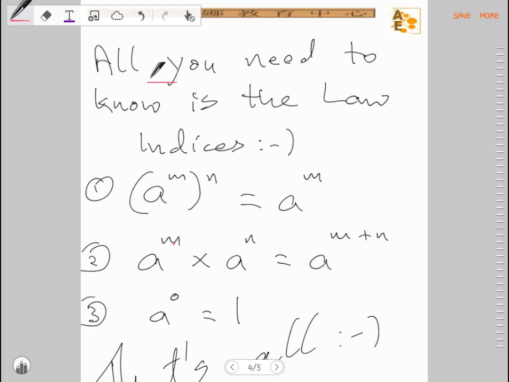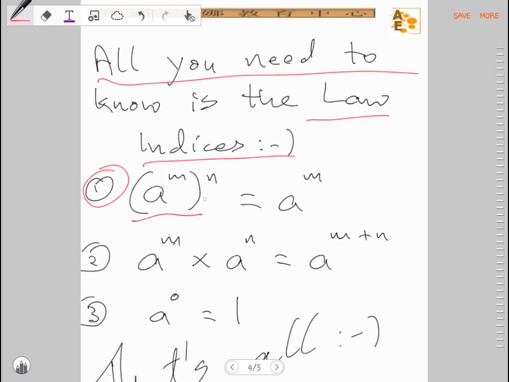Now, as I said, all you need to know is the law of indices. The first law that you must know: a to the power of m, bracket, to the power of n, we have a to the power of mn. The second law, if the bases are the same and you multiply these two, a to the power of m multiplied by a to the power of n, is equal to a to the power of m plus n. That means you add the two indices m and n.